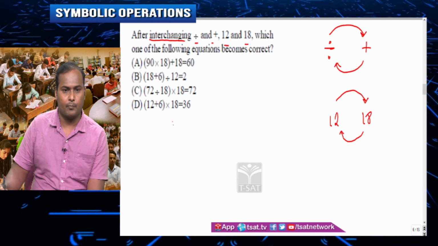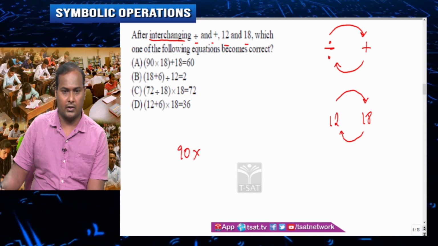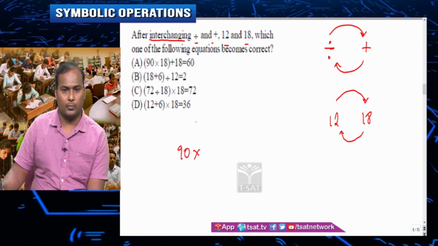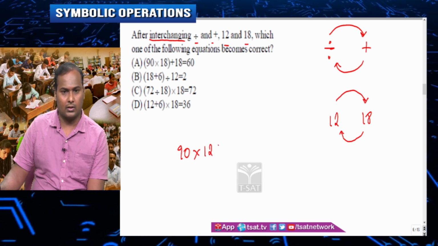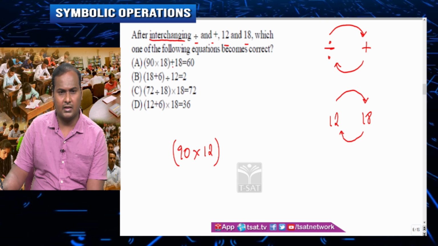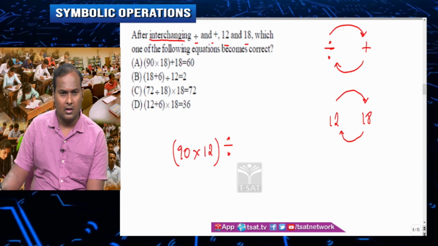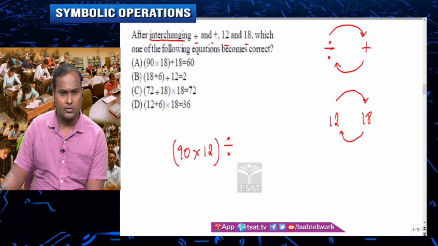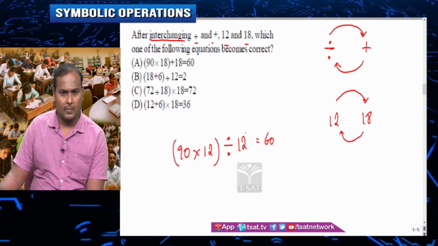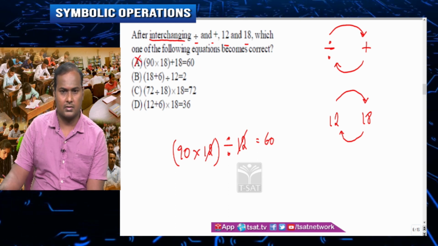So let's see option A. Option A, 90, yes, I can take 90 directly. Multiplication, yes, I can take multiplication. Now see here, you have 18. Whenever you see 18, you have to put 12 here. Then plus; wherever you see the plus symbol, you have to keep division. And again you have 18, so you have to put 12. Now check whether it is equal to 60 or not. It is not equal to 60. So option A cannot be your answer.